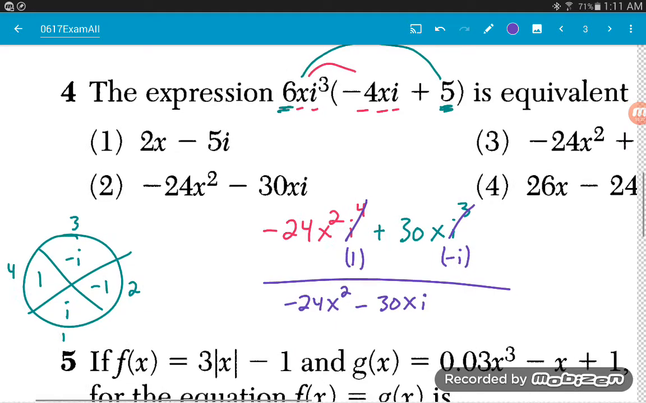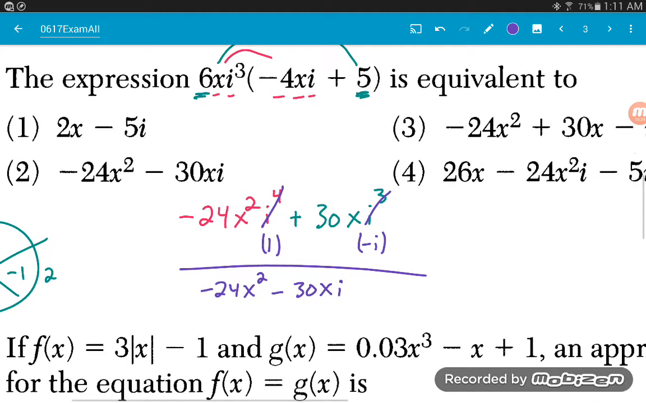Make sure you look for the answer choice where they're both negative. And it's going to be choice number 2. Negative 24x squared minus 30xi.